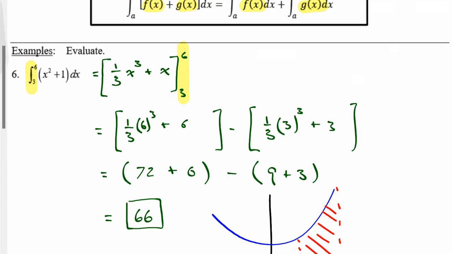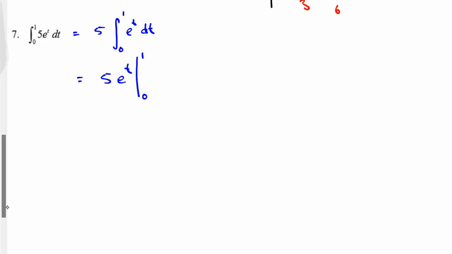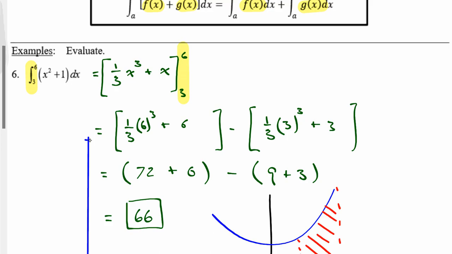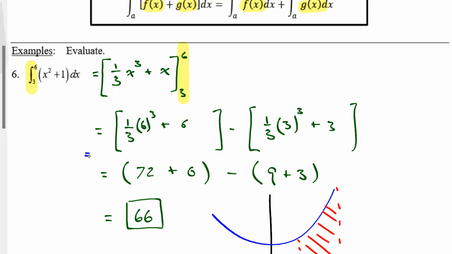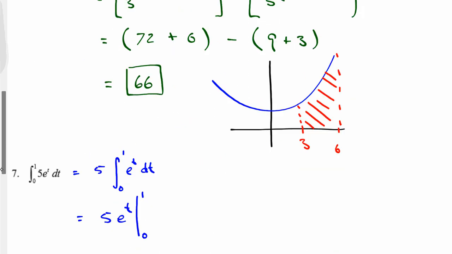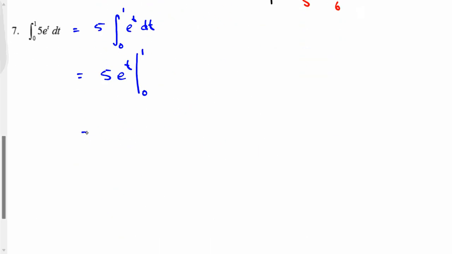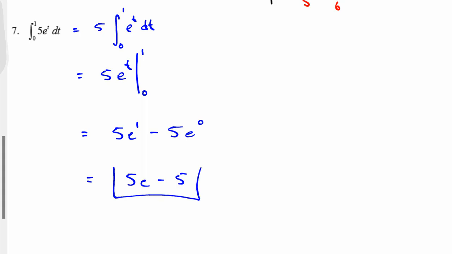So we'll back up to what this should look like. Come down to this. Now what do I do? My goodness. Equals 5e to the 1 minus 5e to the 0. There we go. There's our exact value answer.